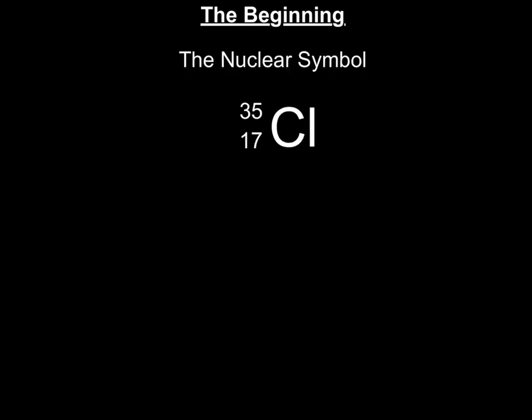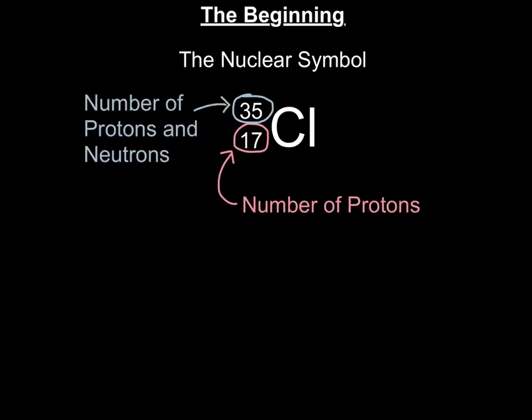Let's start with the basics, interpreting an atomic symbol with mass number and atomic number, the nuclear symbol. Both of these numbers will be to the left of your element symbol, in subscript and superscript. The atomic number is the number on the bottom, and is the number of protons in the nucleus of an atom. The mass number is the number on top, and is the number of protons and neutrons in the nucleus of an atom. So let's start deriving information from here.